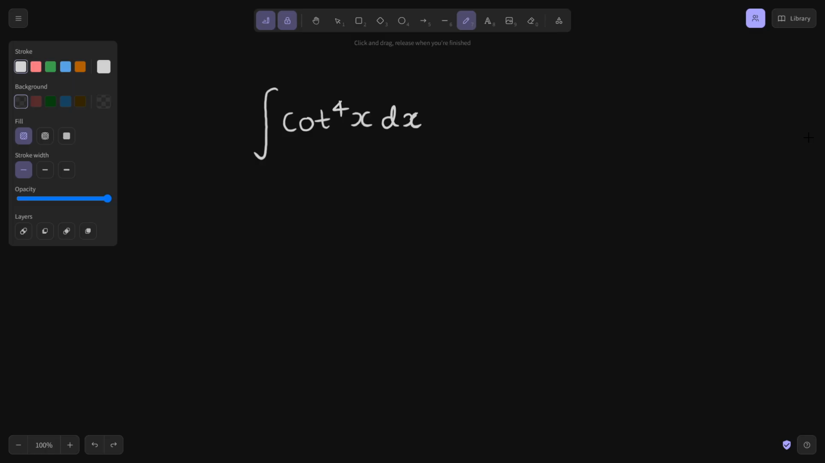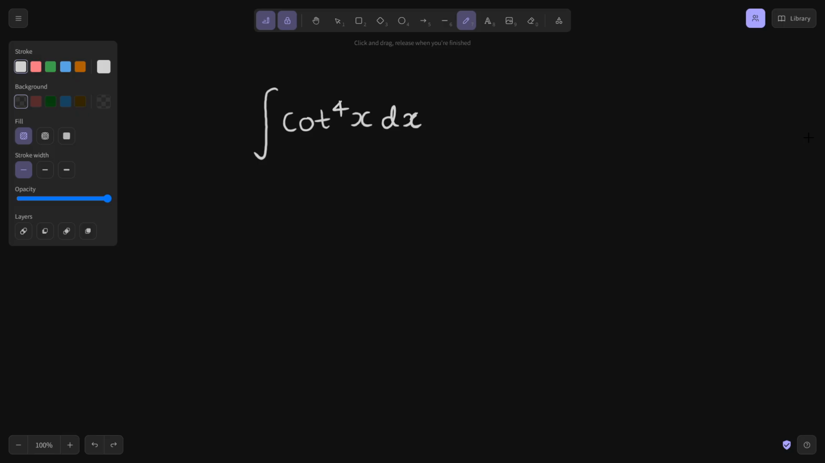So let's see one more problem from integration. This time we have cot⁴x to integrate. Now you must have already solved integration of cot²x and also cot³x. Those integrations are also there in my playlist. You can go and check that out. Integration 202.